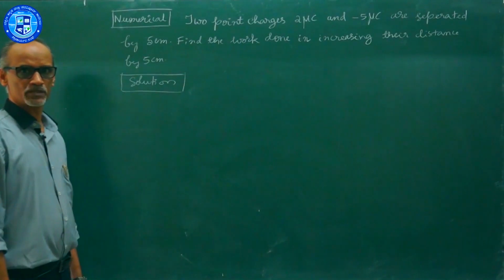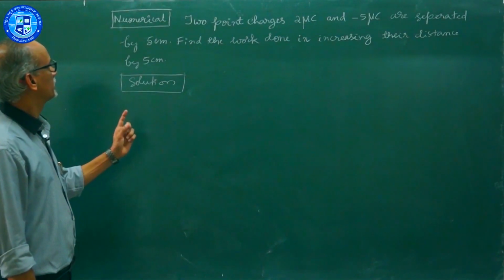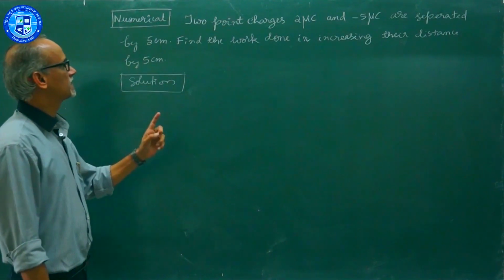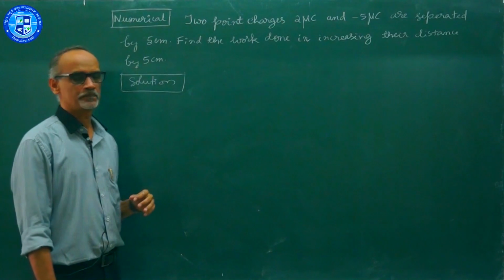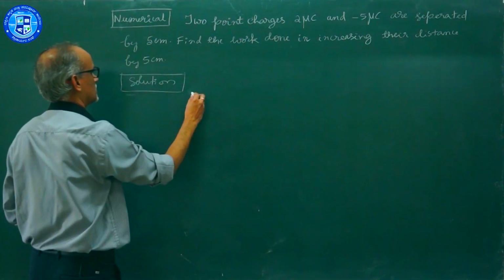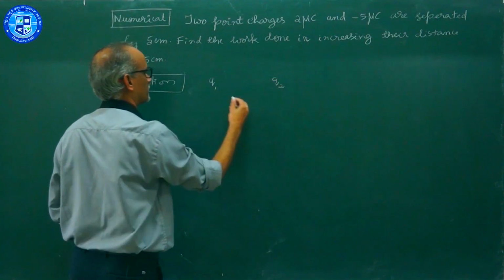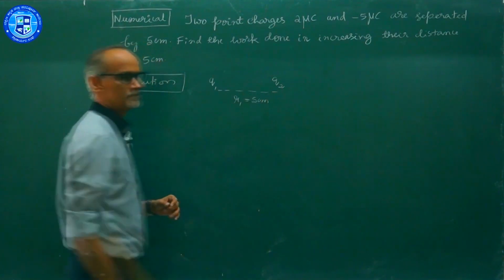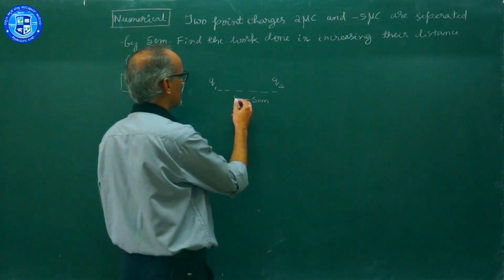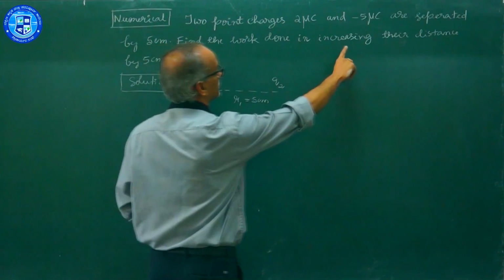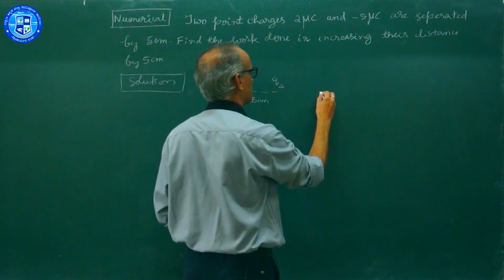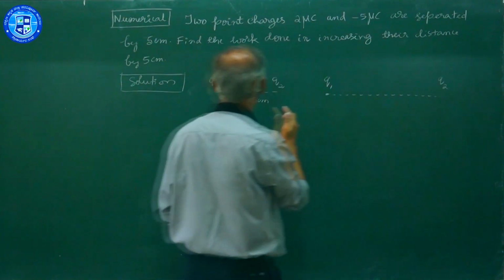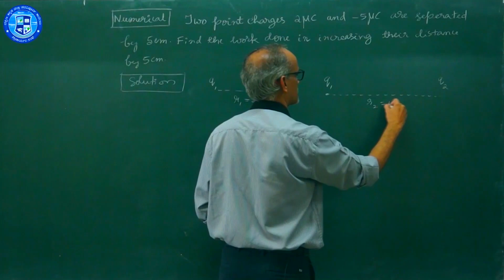Now let's solve a numerical based on the topic that I've explained. The statement of the numerical is: 2 point charges 2 microcoulomb and minus 5 microcoulomb are separated by 5 centimeter. Find the work done in increasing their distance by 5 centimeter. So the 2 point charges given, Q1 and Q2, are separated by a distance R1, which is 5 centimeter. We have to find the work done in separating them, increasing their distance by 5 centimeter. That means now the same 2 charges are shifted by another 5 centimeter, so R2 is 10 centimeter.